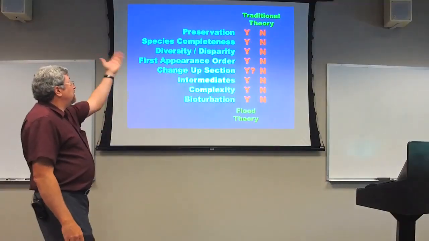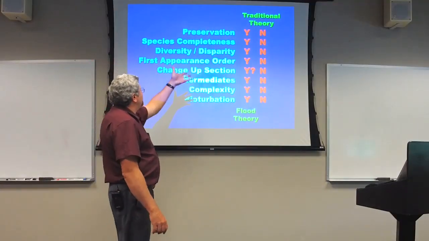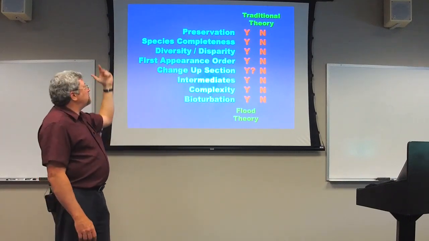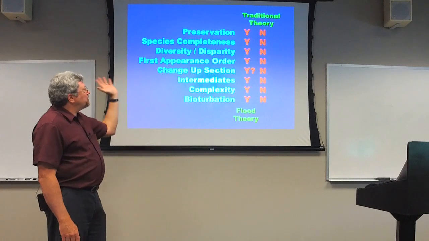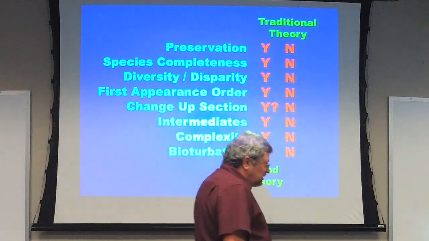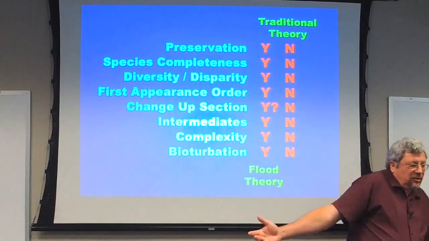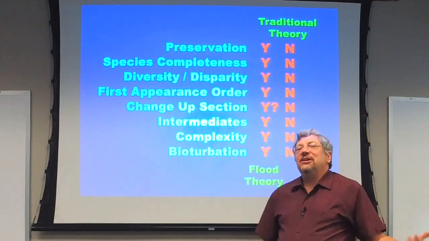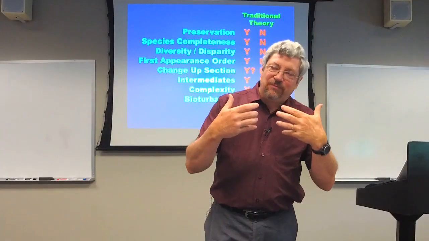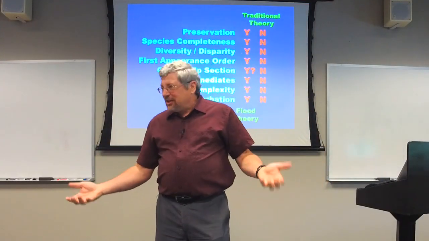So whether you're talking about the rate of preservation, species completeness, diversity coming before disparity or disparity before diversity, first appearance order, change upsection, stratomorphic intermediates, complexity or bioturbation, I would suggest that the flood model explains the major features of the fossil record much better than the conventional model does.